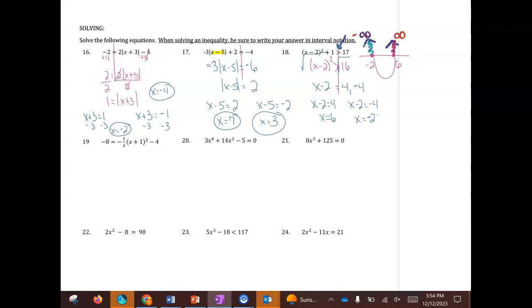So when I go for my answer, the alligator will be happy from -infinity to -2, parentheses, and from 6 to infinity, in parentheses, because again, the inequality is not underlined.